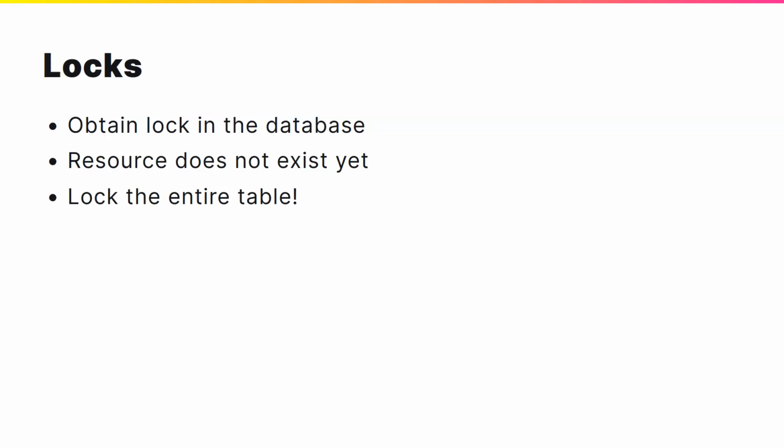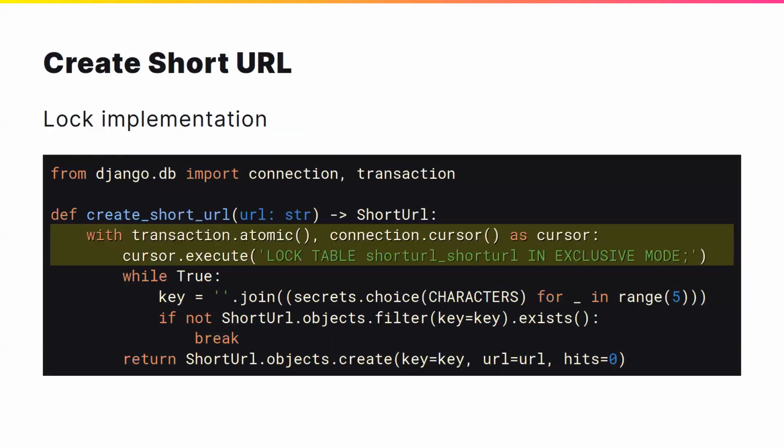So we are trying to create a new show URL, a new resource. So this resource does not exist yet. So what can we actually lock? The next thing that comes to mind is, okay, I want to create a new row in a table, and I want to prevent concurrency issues from happening while I try to insert the row into the table. So maybe I should just lock the table, okay? So this is what it looks like if we want to try and lock the table.